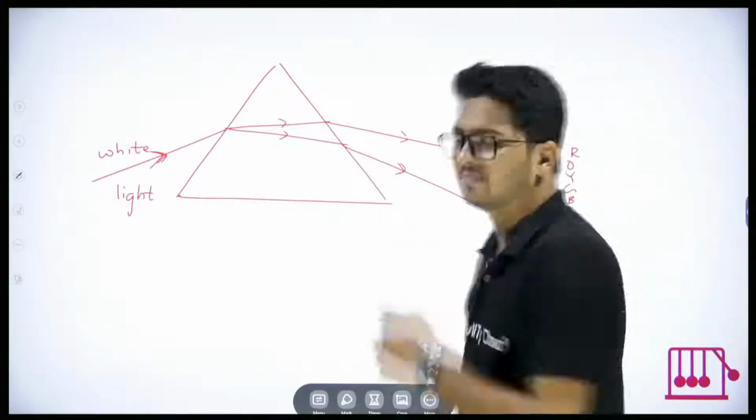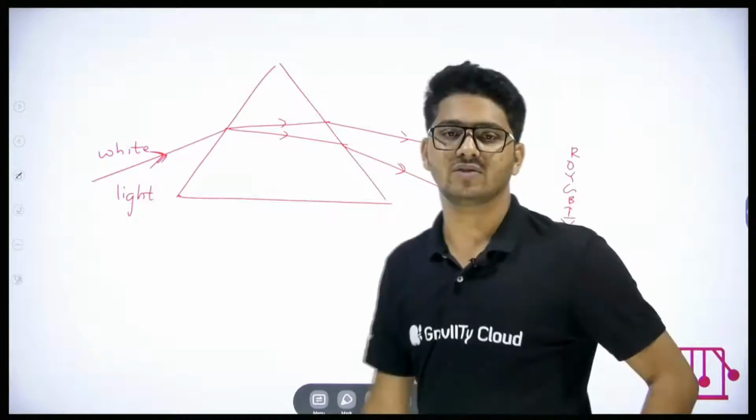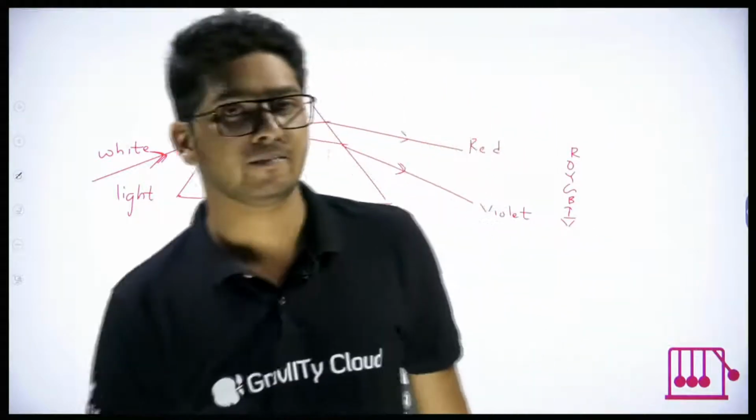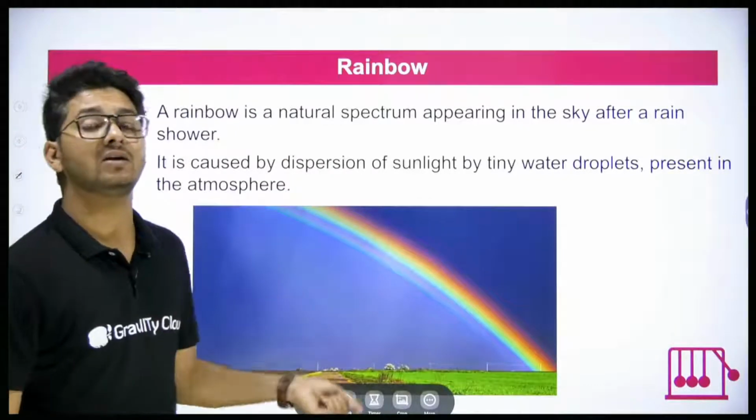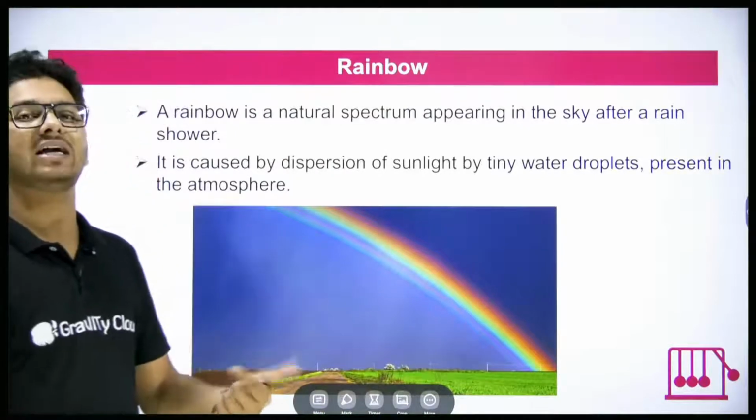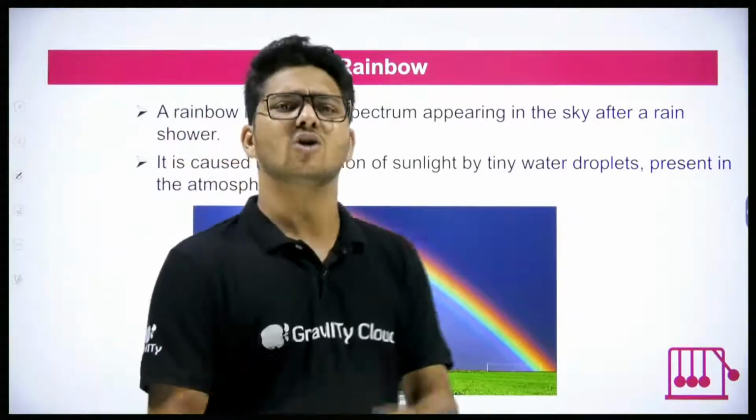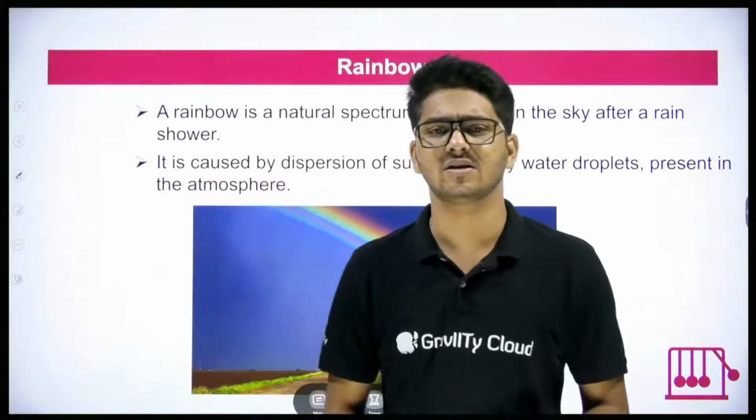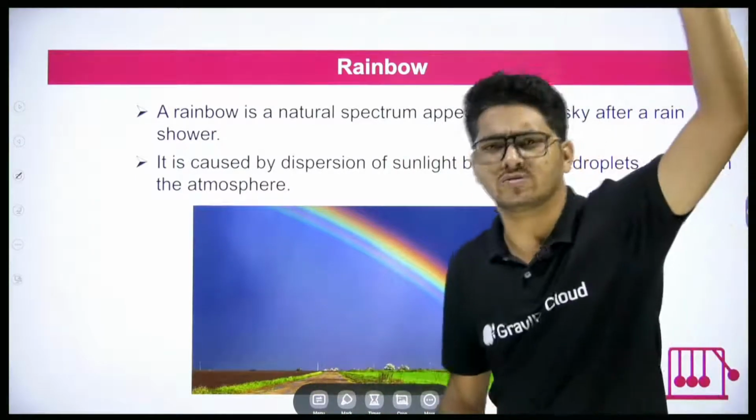So we need a prism or something similar to a prism which can split white light. When it comes to a rainbow, the question is, who will split white light? And when I say white light, we are talking about sunlight. Sunlight is also white light. It also has all the different colors. So who splits sunlight in the air, in the atmosphere?